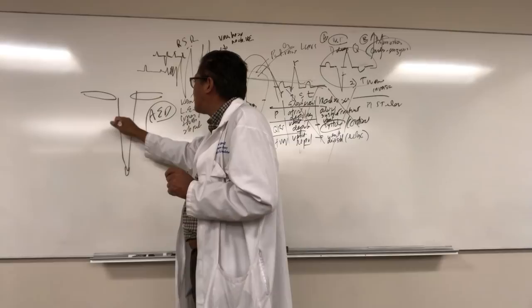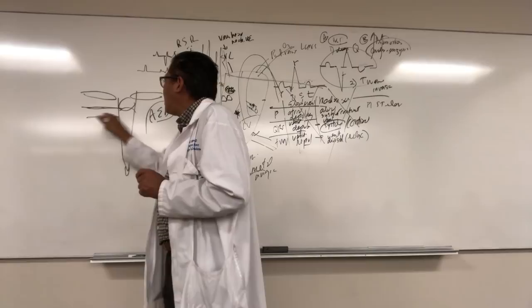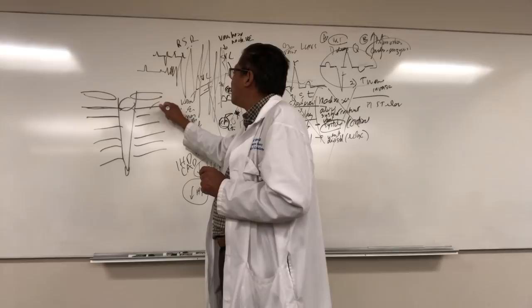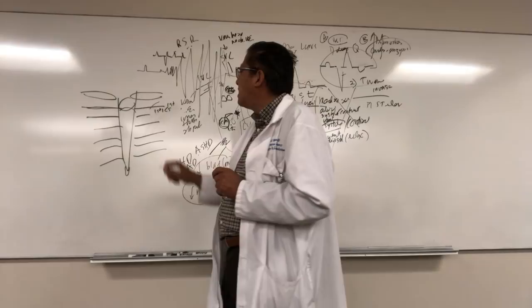The ribs. First rib, second rib, third rib, fourth rib, fifth, sixth. What do you call the space between the first rib and the second rib? First ICS. What does ICS mean? Intercostal space. So second, third, fourth, fifth.